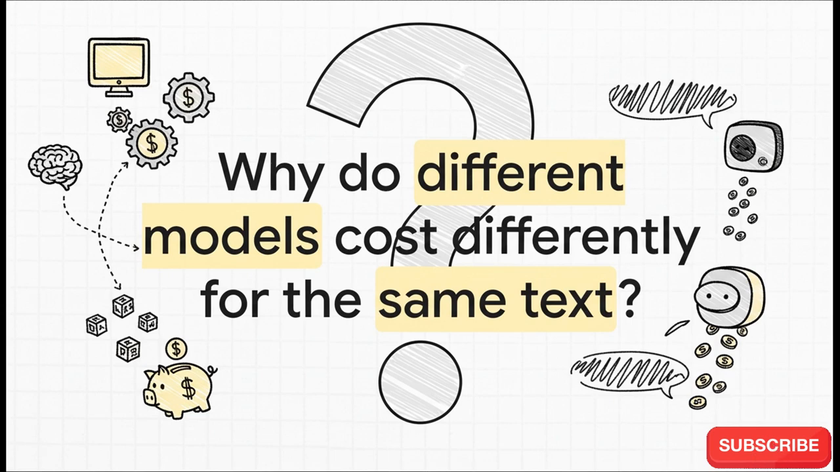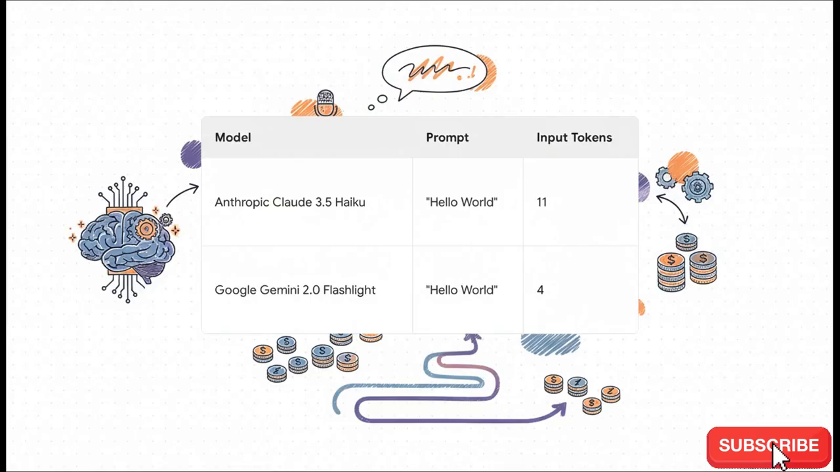It all comes down to the number of tokens. But wait, how can the same words result in a different number of tokens? And I mean, look at this. It's not a small difference. For a simple hello world, Anthropic's model rings up 11 input tokens. Google's just 4. That is nearly 3 times more tokens for the exact same 2 words. This isn't some weird bug either. This is completely by design.